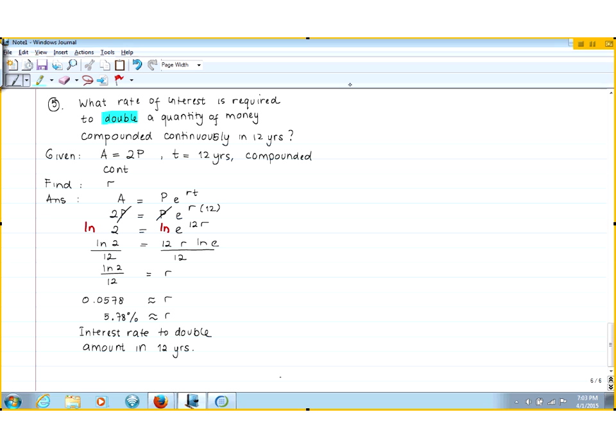Okay. Let's see. Now, we still have a little bit more, which is comparing rates. So what we're going to talk about is effective rates of return. So we're comparing rates.